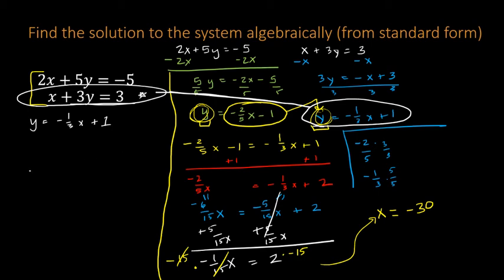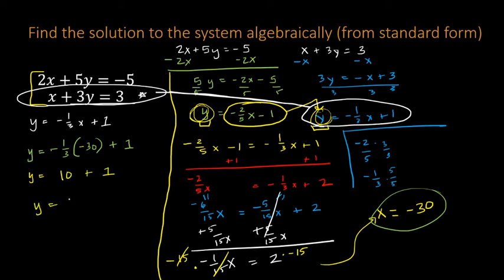Okay, so I'm going to plug in what I know x to be, so y equals negative 1/3, x is equal to negative 30, plus 1. Simplifying, y equals negative times a negative is a positive, so I'm going to get a positive 30 divided by 3 is 10, and then plus 1. So y equals 11.